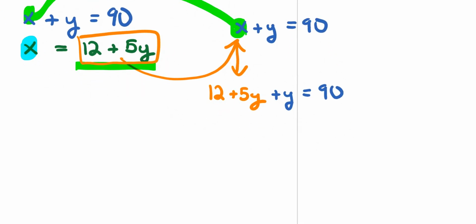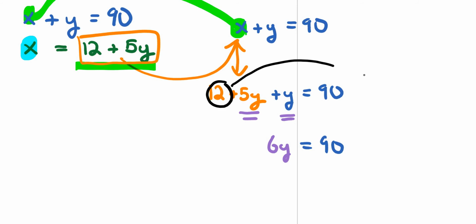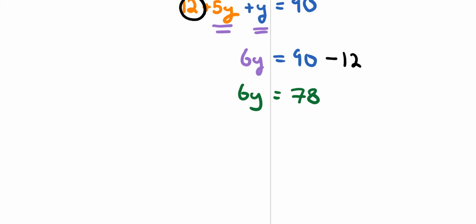And then from here on, now you're solving the equation. 5y plus y is going to be 6y equals 90. And then this 12 here, I can move that to the right-hand side. Since 12 is positive, it becomes negative on the other side. So 6y would equal 90 minus 12, which is going to be 78. All right, and then you can divide both sides of the equation by 6. If I do that, y, which is 78 divided by 6, is going to be 13.